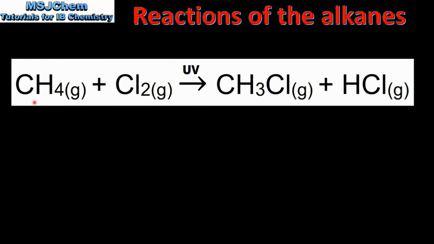And finally, here we have the overall equation for the reaction. So that's methane reacting with chlorine in the presence of UV light to form chloroethane and hydrogen chloride.